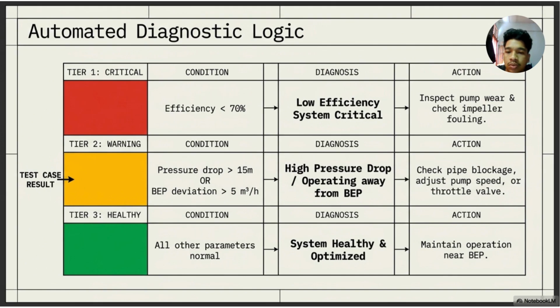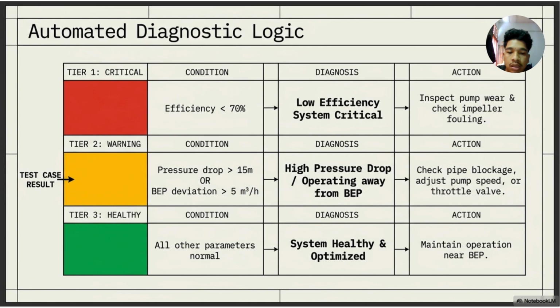The next one is yellow, warning: pressure drop is higher than 15 or BEP deviation is above 5 meter cube per hour. This shows a high pressure drop or operation away from BEP. So the action needed is to check pipe blockage, adjust pump speed, or throttle the valve. So this is our case. The next one is the green one, which is healthy. All other parameters are normal.